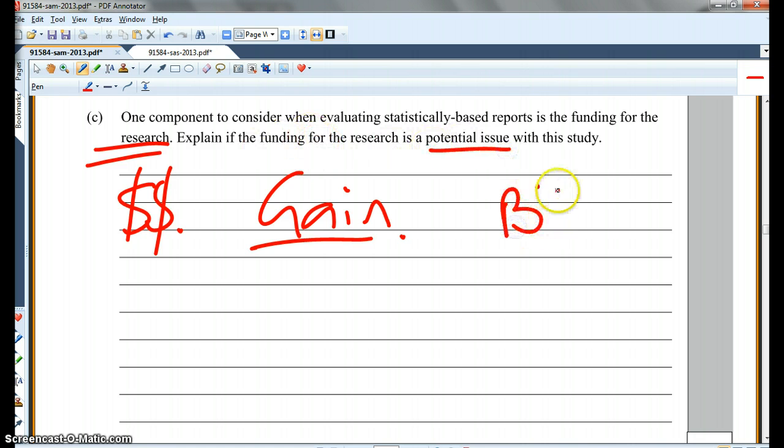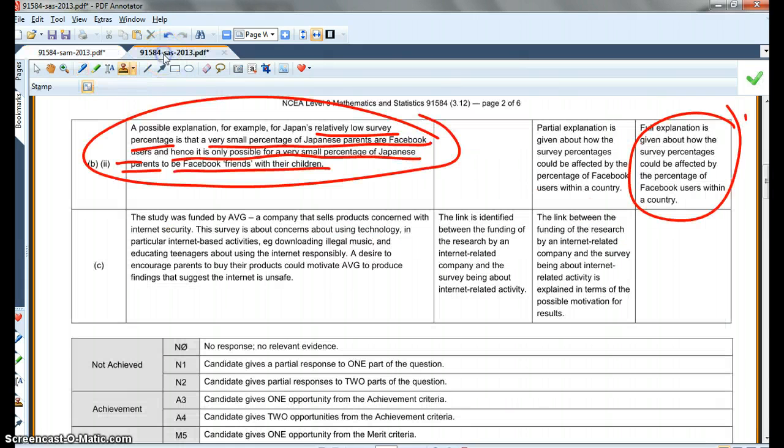So we're looking at things like bias. Is it that the person paying for the study actually wants a certain answer for that study, or they're using the study to promote their own product? So I want to talk to the answers on this one. The study was funded by, so you can use the actual language here, the study was funded by that particular company. It sells products concerned with internet security.